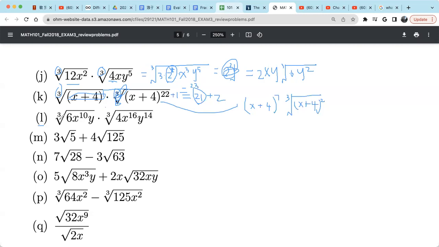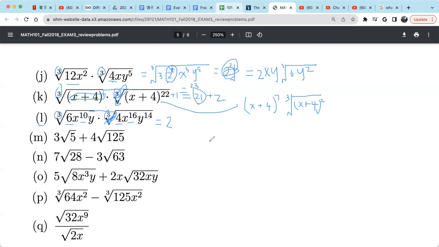Now let's say I. Same index, 3. We put them together under one cubic root sign. 4 is 2 squared. 6 is 3 times 2. So first we can pull out 2 and 3 stays inside. We have x raised by 10, x raised by 16. That's x raised by 26. Right? 10 plus 16, that's 26.